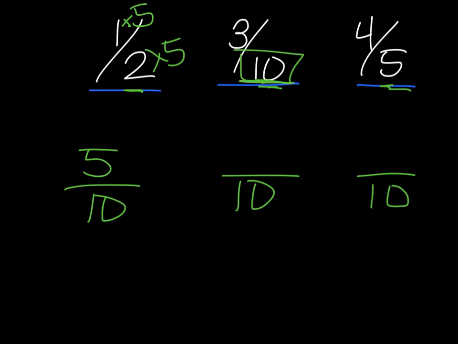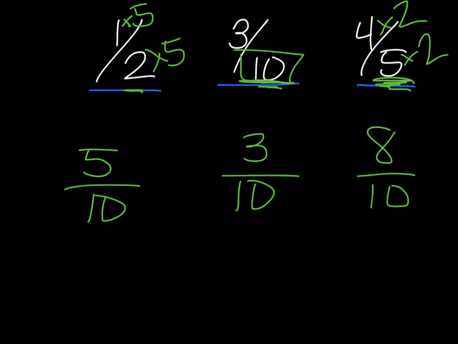All right, moving on to 3/10. The 10 is already there, so we don't need to change anything. We're going to keep 3/10 the way it is. Then we come over to 4/5. 5 times what gives us 10? 5 times 2 gives us 10. So I need to multiply the numerator by 2. So 4 times 2 is 8.